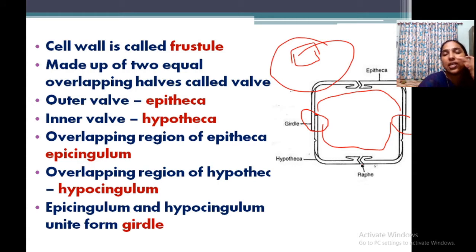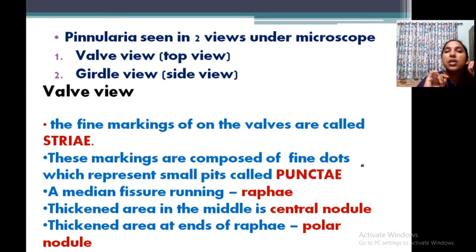What is a frustule? The cell is called a frustule. Now, Pinnularia can be seen in two views under the microscope: one is valve view and another one is girdle view. So what is valve view? What structures can you see? The fine markings on the valve are called striae. And these markings are composed of dots, known as punctae. A median fissure, a structure going down the middle portion, is known as raphe, the thickened area in the middle is the central nodule, and the thickened area on both sides is the polar nodule.